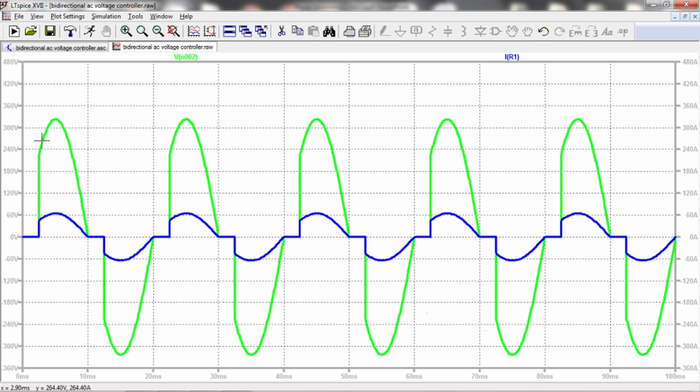So this is my voltage waveform, this is my current waveform. One feature here we need to understand: the current is in phase with the voltage.